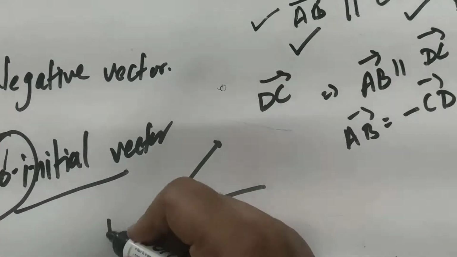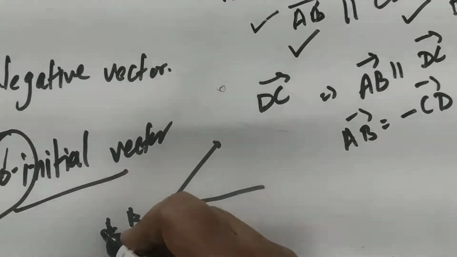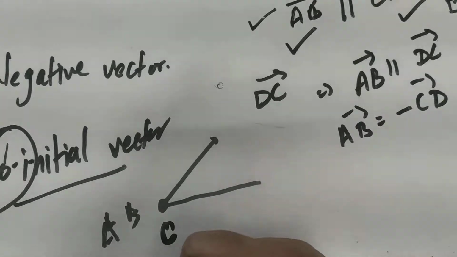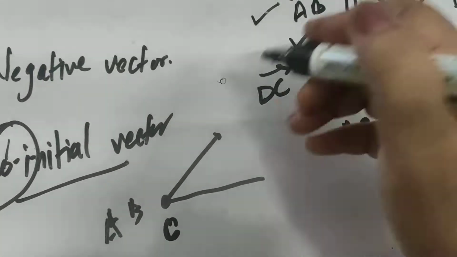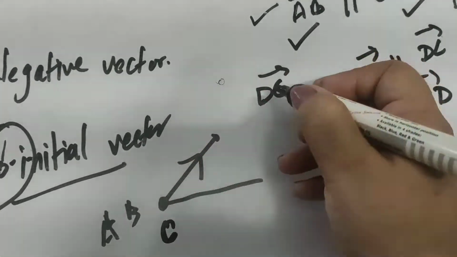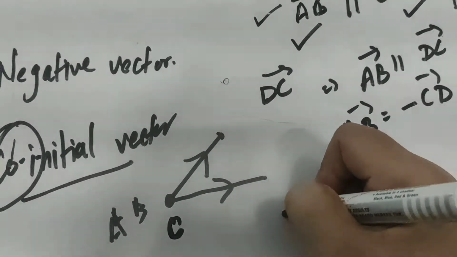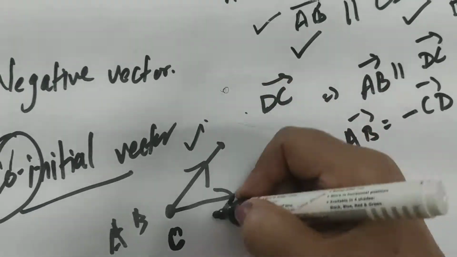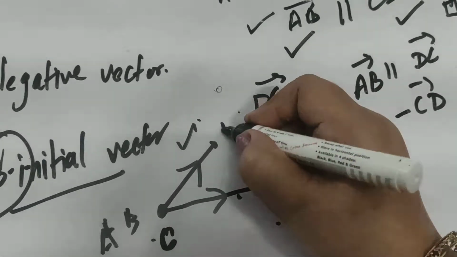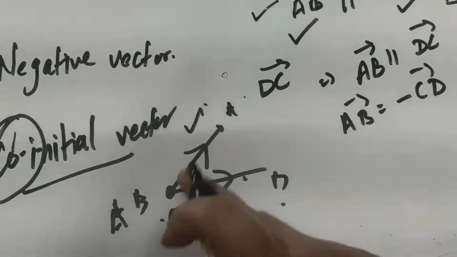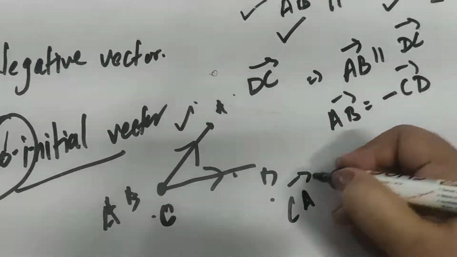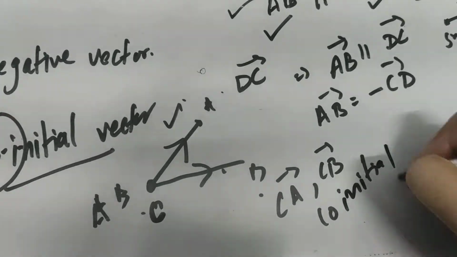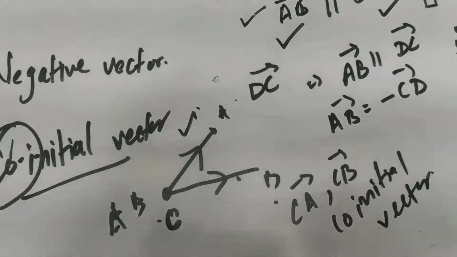For example, there are two friends A and B, both at the house of C, right? Now they want to go to their own houses, so A starts moving along this path and B starts moving along this path. Both vectors associated with them, let us represent as CA and CB. So CA vector and CB vector are co-initial vectors, right?